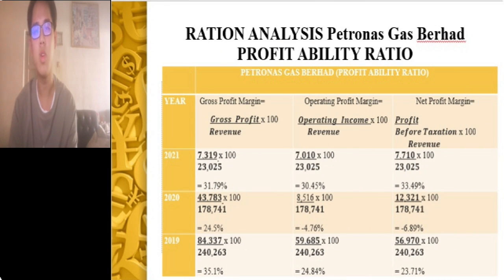Hi everyone, I'm Chong and I will talk about ratio analysis of Petronas Berhad. There are also many ratios that have been done by us. The first one is gross profit margin.